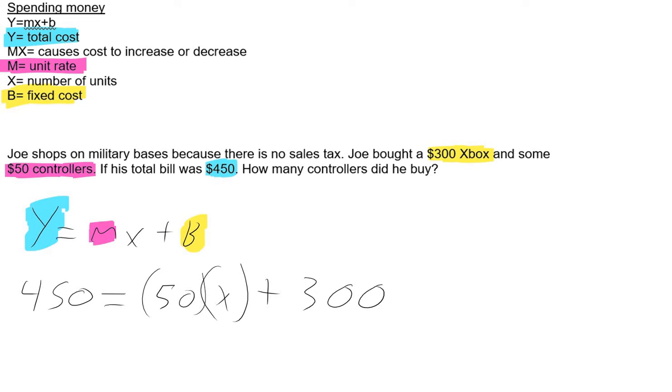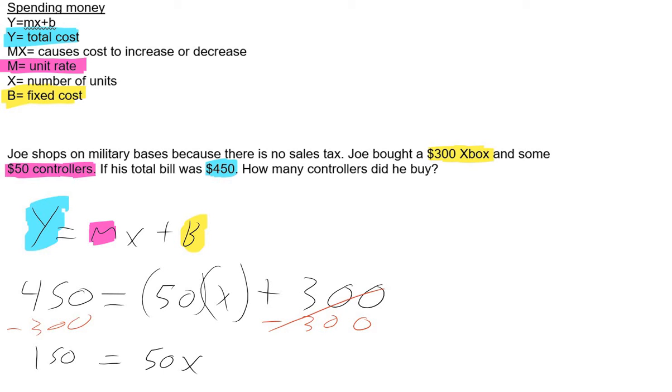And at this point we want to remember reverse PEMDAS. So remember, we're going to subtract 300. Subtract 300, so this cancels out. And you're left with 150 equals 50 times X. That's 50 X's, right? And now you just want to get X by itself.